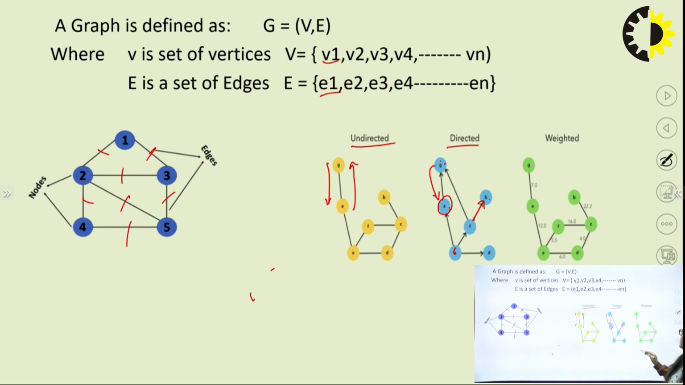Direction is given. And next one is weighted graph. Weighted graph means edges have some value, some weight, like this. G and A, this is an edge, and this value is 7. So 7 is the weight of this edge. So it is called a weighted graph.